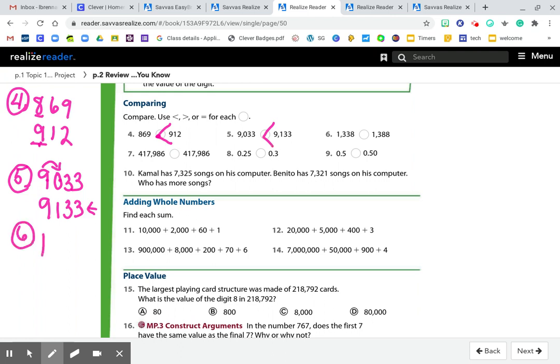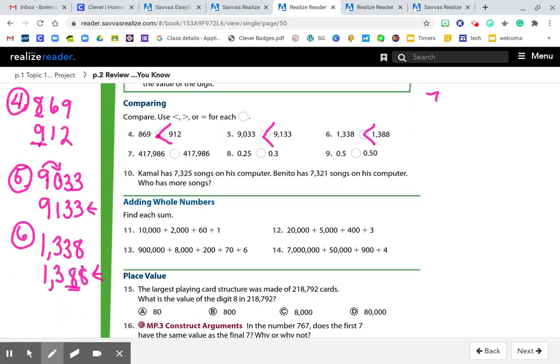For number 6, 1,338, 1,388. They both have ones in the thousands, threes in the hundreds, but this one has an 8 in the tens place, so it's larger.